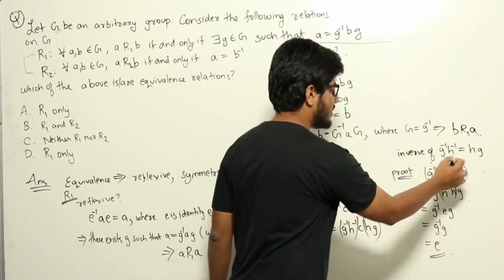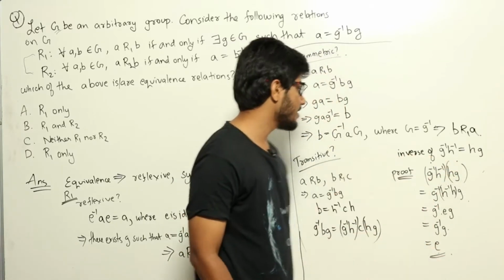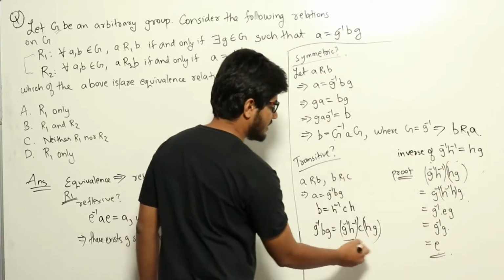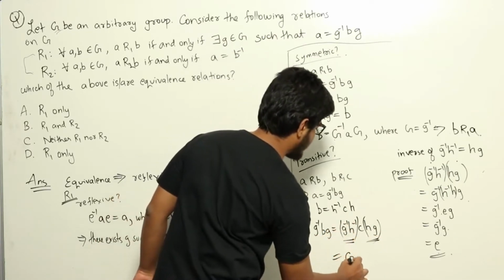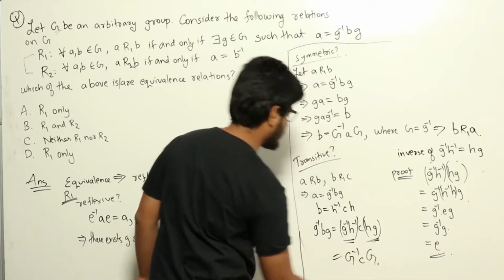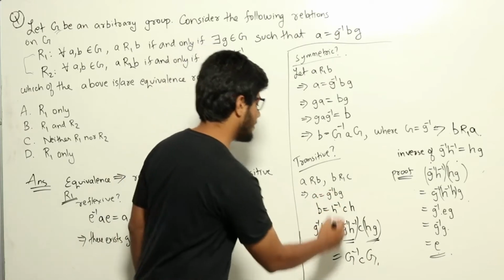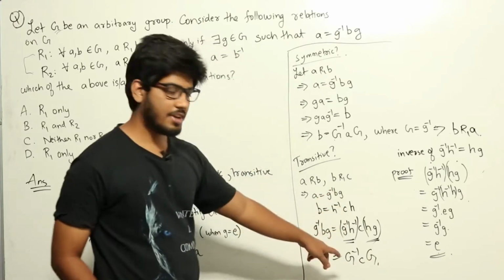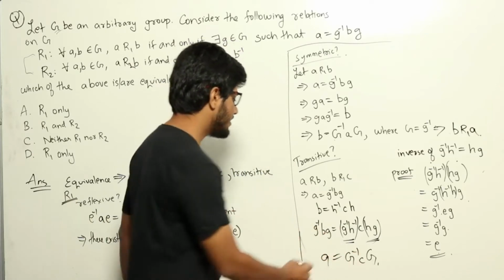So we have shown that this into this will be E, meaning one of these is the inverse of the other. So what we got is this part is the inverse of this part. So this I can rewrite as some other arbitrary G inverse into C into G. Now G inverse into B into G was nothing but A. So I have shown that A equal to some G inverse into C into G, which implies A is related to C as well.